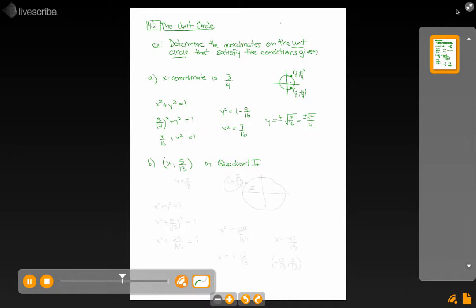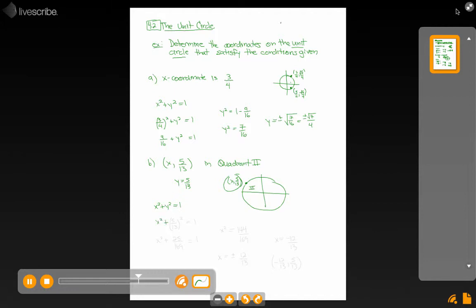Now the second one says x comma 5 over 13, so in other words my y value is 5 over 13, but we have to be in quadrant 2. So quadrant 2 is this quadrant over here, and I need a y value of 5 over 13. In this case, I'm only going to be able to find one answer. I still would start with the equation of the unit circle. x squared plus y squared has to equal 1.